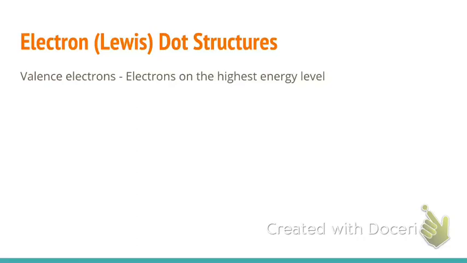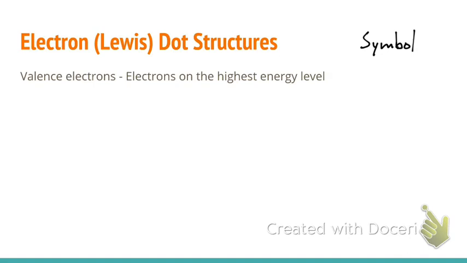Okay, we're going to talk about how to draw electron dot structures, sometimes called Lewis dot structures. A Lewis dot structure is basically a symbol surrounded by valence electrons. Valence electrons are electrons in the highest energy level.